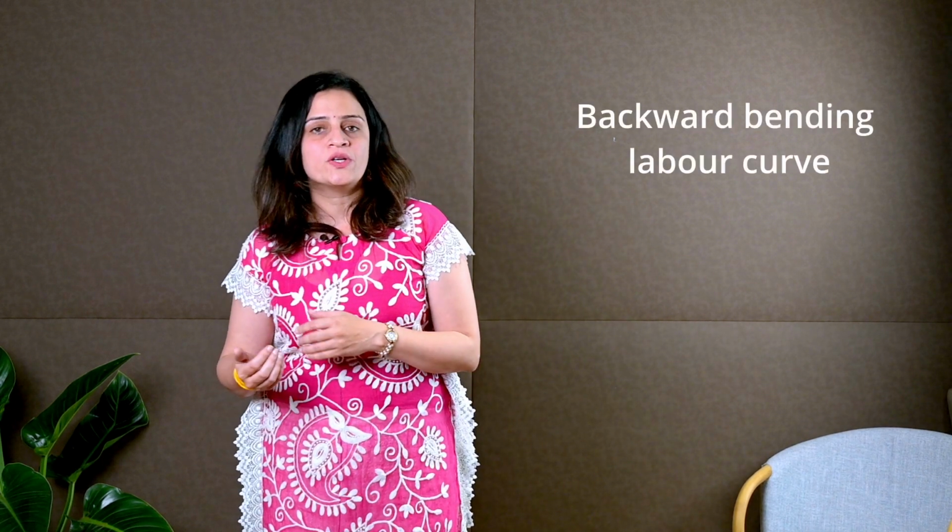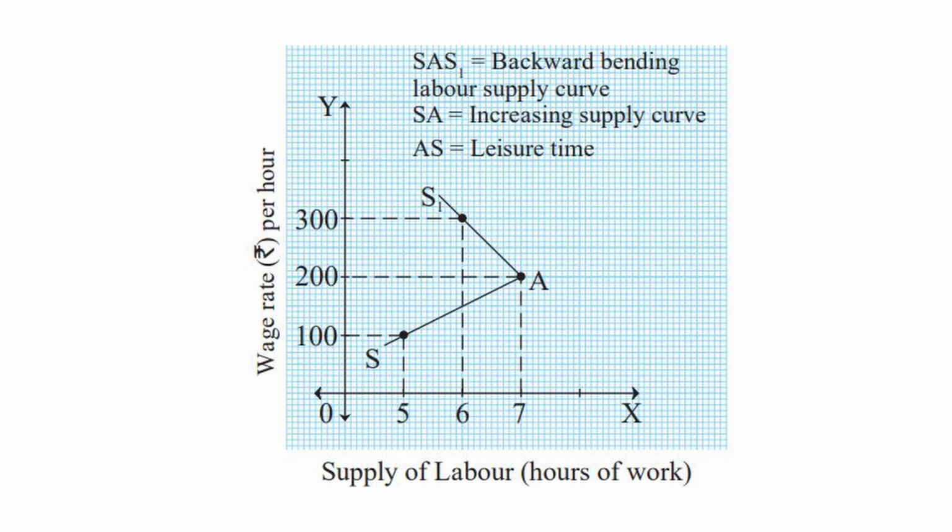The first and foremost exception to the law of supply is the backward bending labor curve. Basically, the law of supply says higher the price, higher the quantity supplied. But in case of labor, since it's a human factor, if you increase their income, they will supply labor, but after a particular point of time, labor will not be willing to work. So if you increase his income, then also the labor will not be willing to work. Because of that, the curve takes a backward shape. So that is the backward bending labor curve.